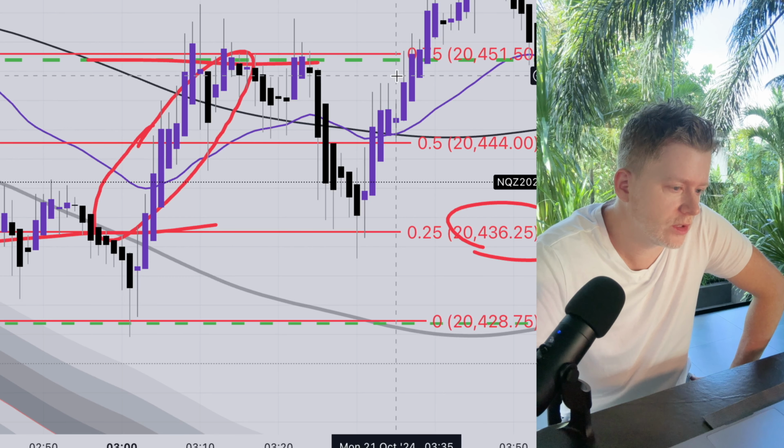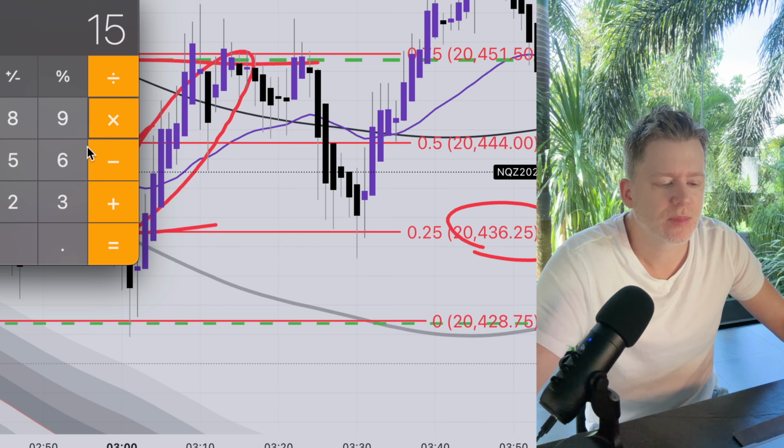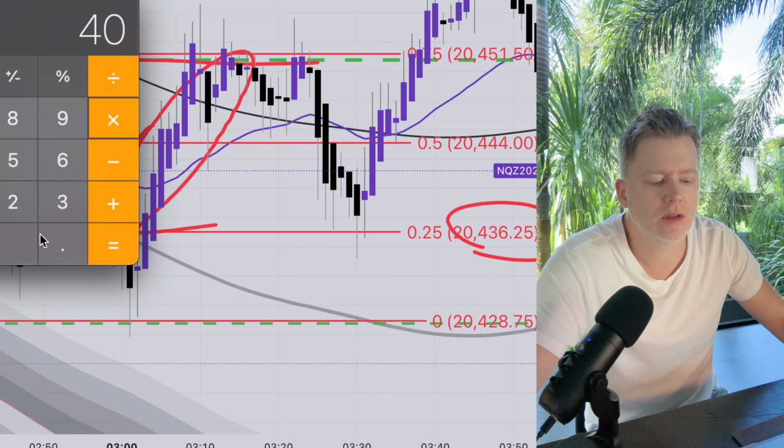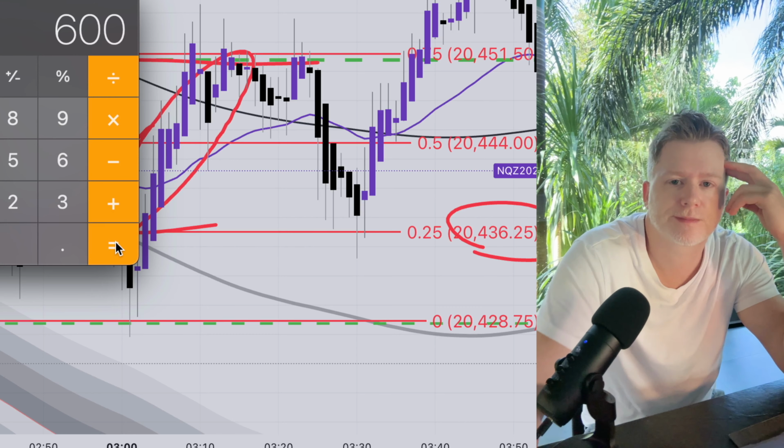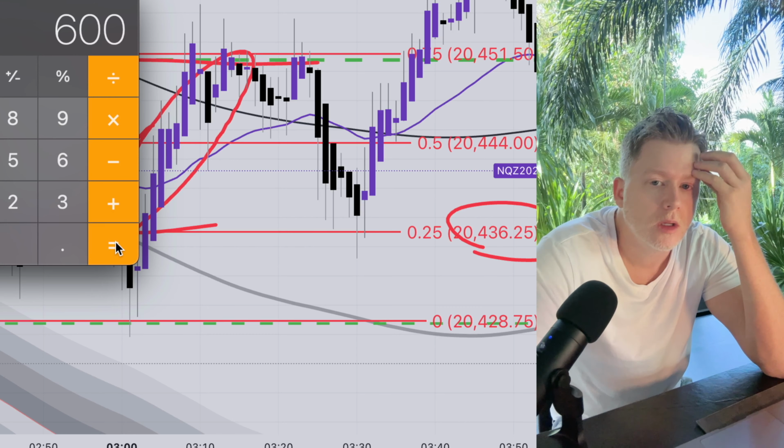A 15 point scalp. That's lovely. Do you know why that's lovely? 15 points times $40 a point is $600. So in that trade, if you had one full size NQ contract, that's $600 profit. The NQ is $40 a point per contract.